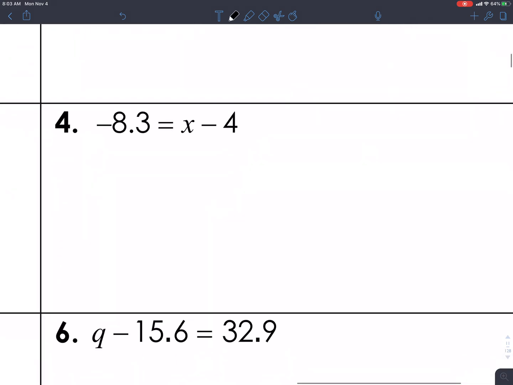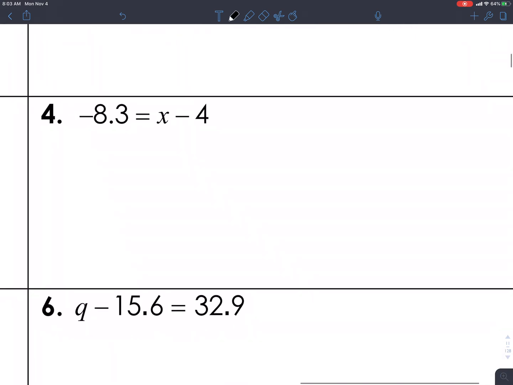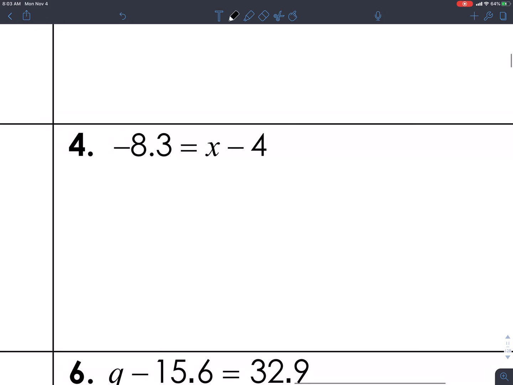Let's move on to number 4. Same thing. Where's the variable? Here's the variable. What's being done to the variable? We're subtracting 4. How do we get rid of a subtracting 4, or a negative 4? Well, we just add 4. Just do the opposite. When we're adding and subtracting, we do the opposite. Multiplying and dividing, we don't get this opposite sign. We keep the same sign when we're multiplying and dividing. But we have to do it to both sides of the equal sign.